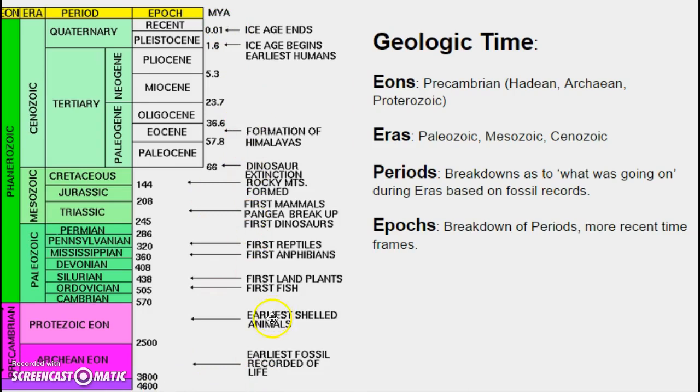And I just want to make sure we look here. Earliest fossil recorded of life is around 3.5, 3.8 billion years ago. We have shelled animals, we have plants, we have amphibians into reptiles, first dinosaurs, we have Pangea, and we'll be talking about a lot of these geologic topics here. Dinosaurs went extinct 66, 65 million years ago. Ice Age begins 1.6 million years ago, and then it ended 10,000 years ago.